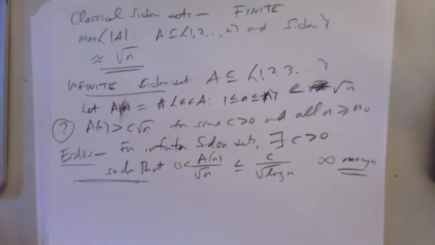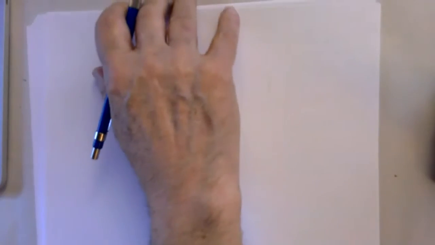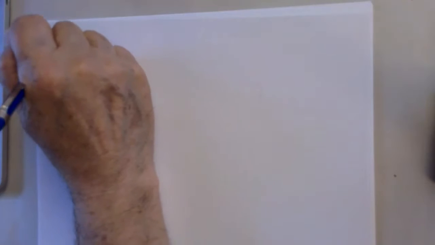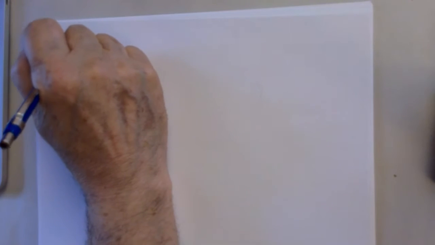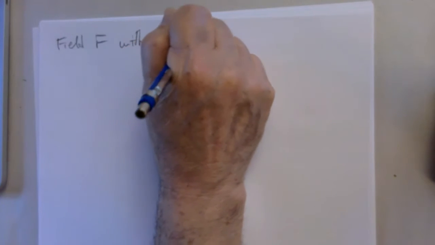So, but in any case, the point is that in the study of Sidon sets, counting the size of them in the finite or the infinite case is a basic problem. And we could ask the same thing for our phi Sidon sets. So suppose we have, let's just say, a field F with an absolute value.